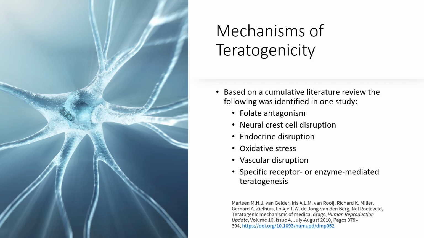hydroxymethylglutaryl coenzyme A or HMG-CoA reductase enzymes, histone deacetylase or HDAC, cyclooxygenase 1 or COX-1, N-methyl D-aspartate or NMDA receptors, 5-hydroxytryptamine, also known as 5-HT or serotonin receptors or transporters, gamma aminobutyric acid or GABA receptors, and carbonic anhydrase.